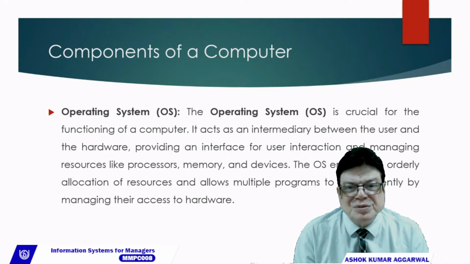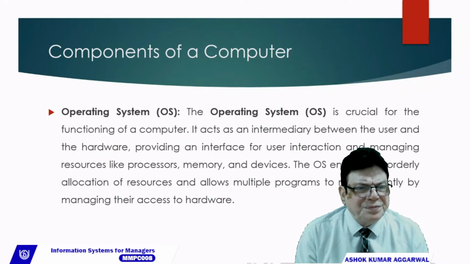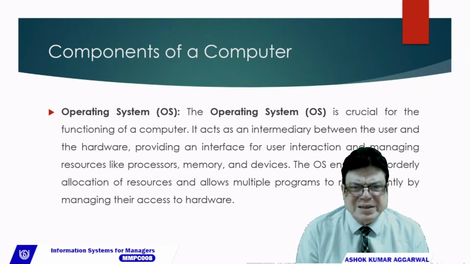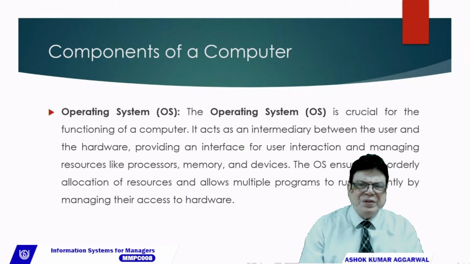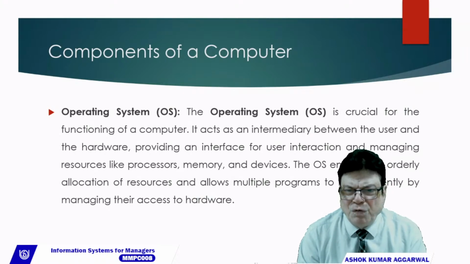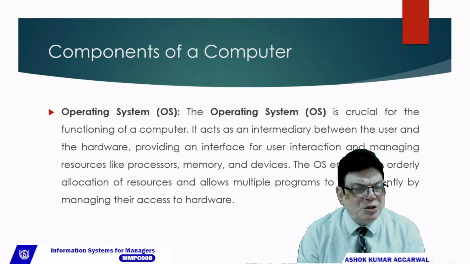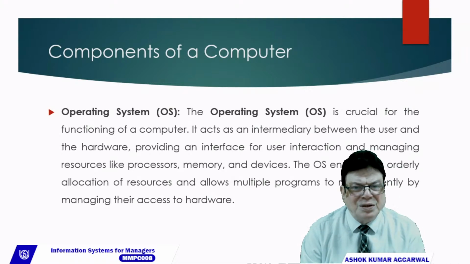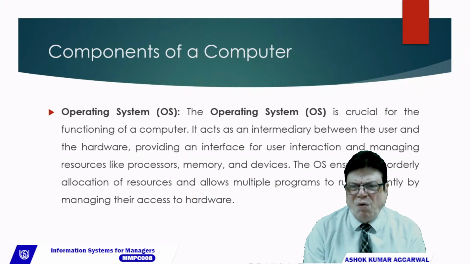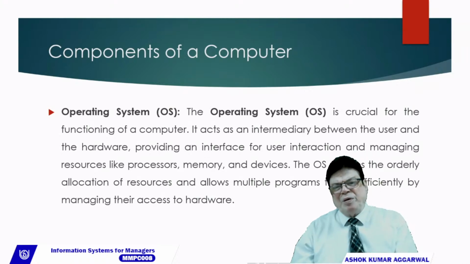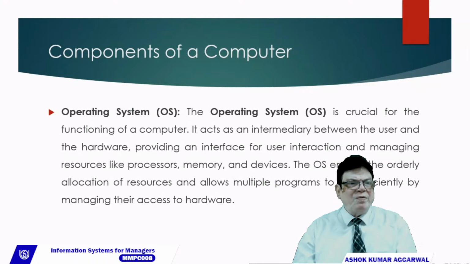Operating systems. The operating system is crucial for the functioning of a computer. It acts as an intermediary between the user and the hardware, providing an interface for user interaction and managing resources like processors, memory, and devices. The operating system ensures the orderly allocation of resources and allows multiple programs to run efficiently by managing their access to hardware.